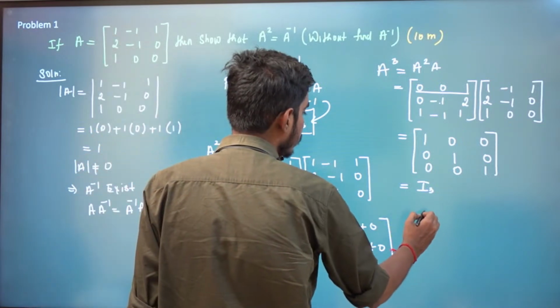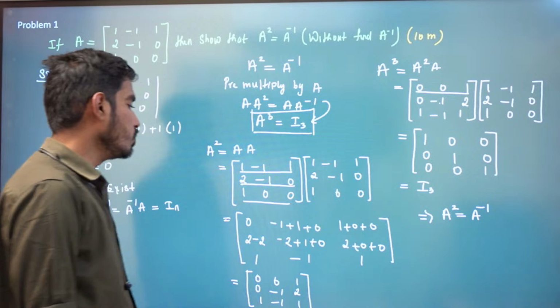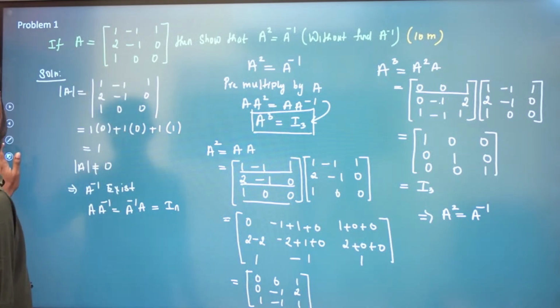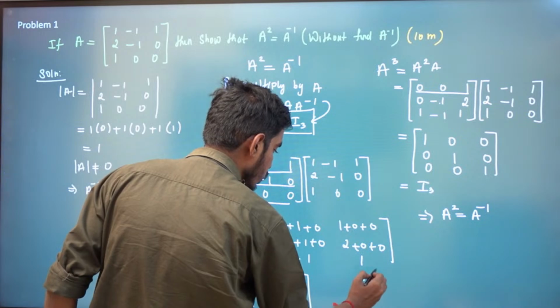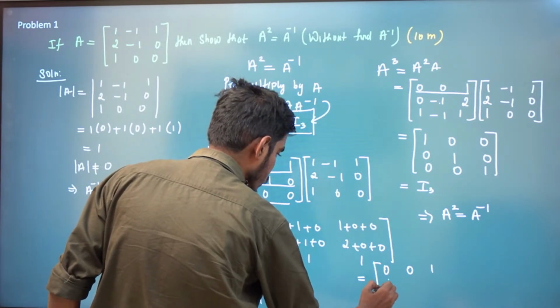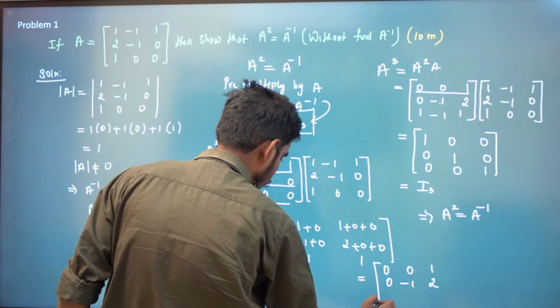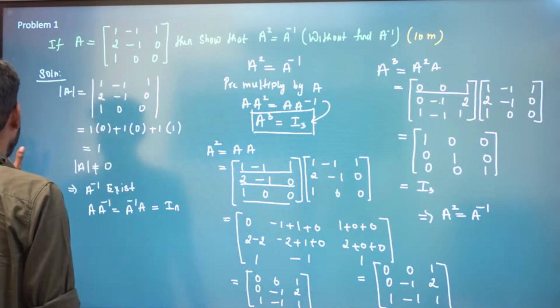So this implies I can say that A square is equal to A inverse. So in order to prove, I'll write this matrix clearly, right? This matrix stands out to be 0 0 1, 0 minus 1 and plus 2, 1 minus 1 and plus 1, right? I'll write this clearly.